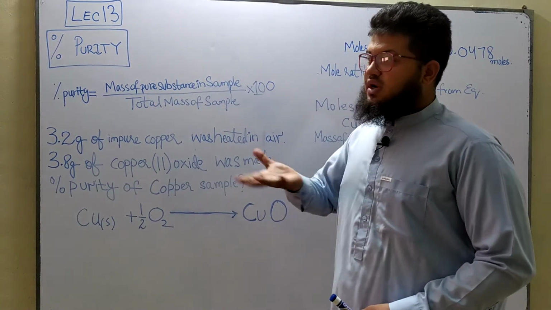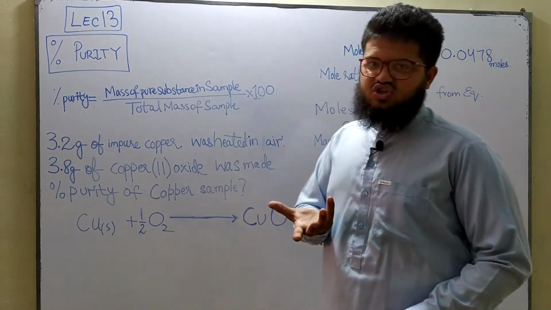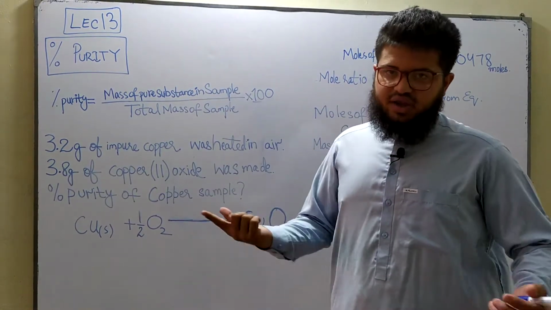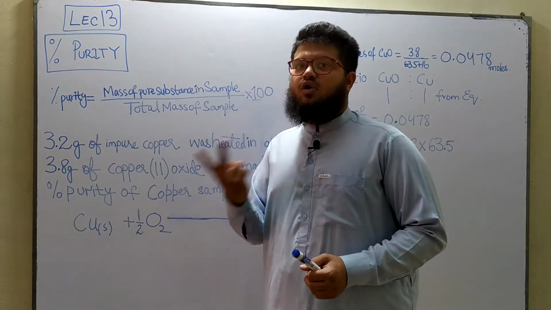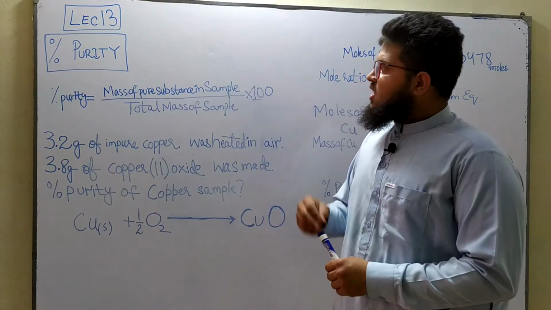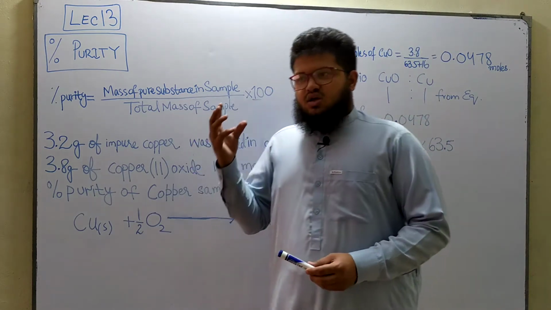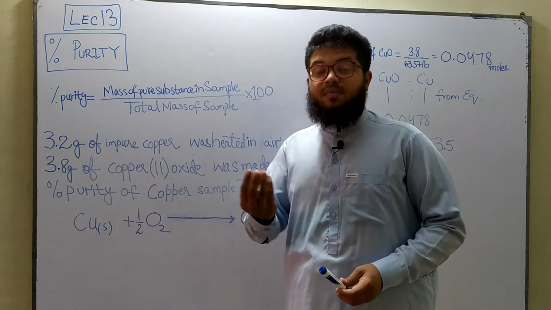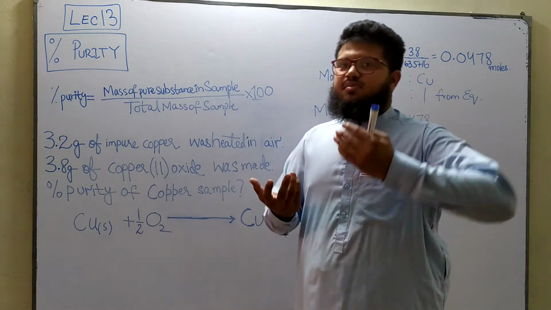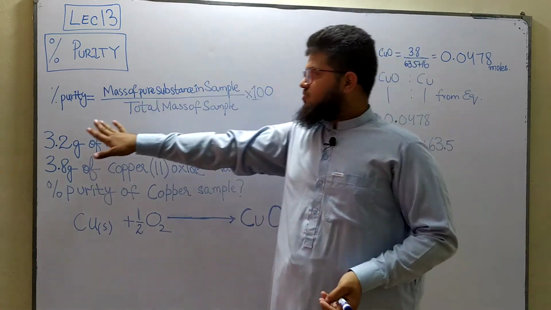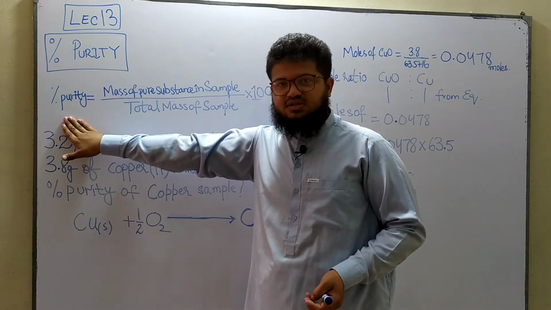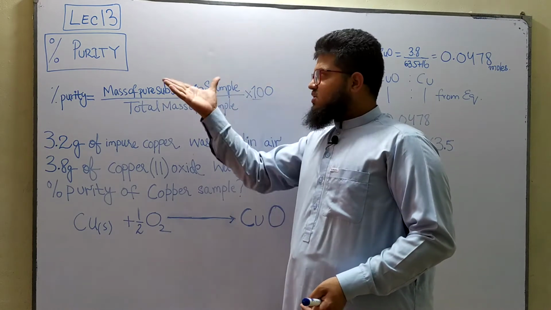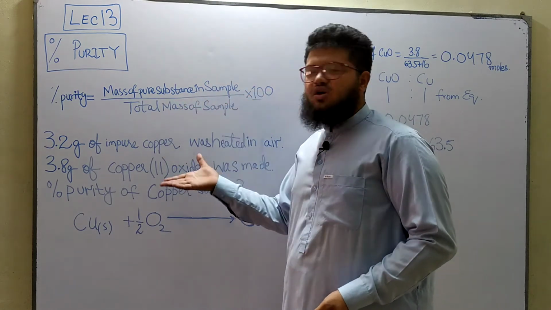Okay, for example, what is a pure substance? A pure substance by definition according to chemistry is a substance which is made up of only one type of element, or a compound. Now percentage purity means the percentage of a pure substance in a sample. So percentage purity mathematically can be written as the mass of the pure substance in the sample divided by the mass of the sample times 100.